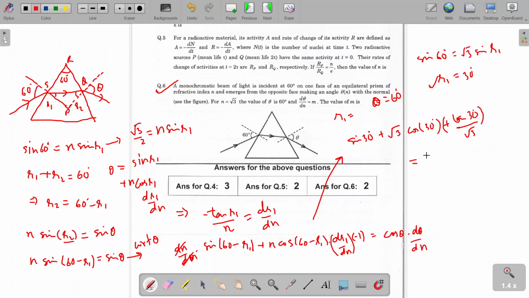This is equal to cos theta. So the value of theta would be 60 degrees. And d theta by dn is what we have to find. So this is half plus half is equal to half into d theta by dn, or d theta by dn is equal to 2.